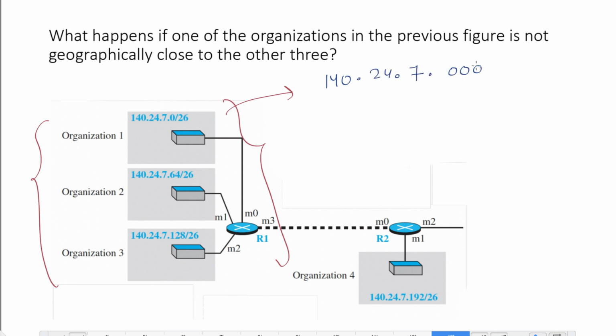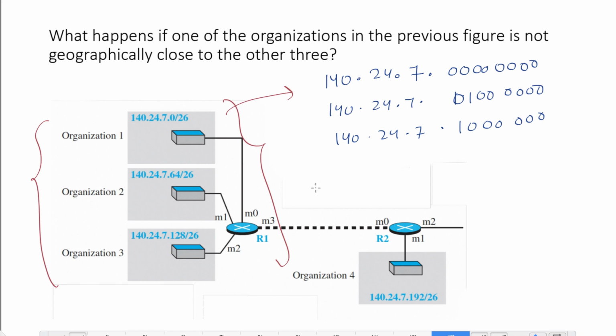But let me quickly show you. This is 0000, and then 140.24.7.64 means 01000000, and then 140.24.7.128 means this. Now if you combine these three networks only, earlier there were four networks. Like organization 4 were here, so we had combined those networks. Now we are combining only these three networks, we are not combining this.